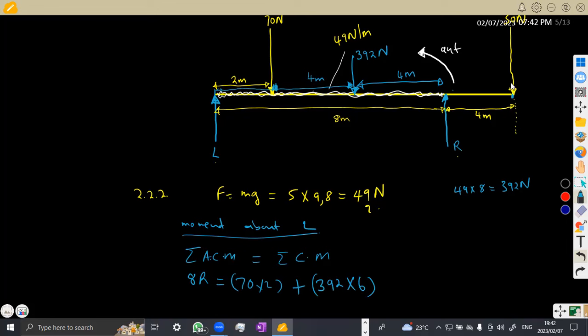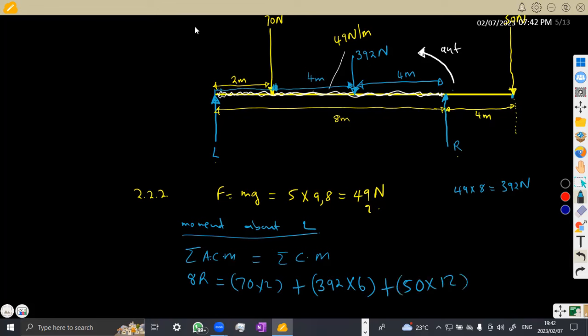We move on to the 50 Newton here, which is the last one. So 50 is at the end. So the distance here is 4 plus 8, which is 12. Remember, the whole distance there was 8. So that's 50 times 12, 8 plus 4, which is 12. All right, so this is what you're going to obtain.